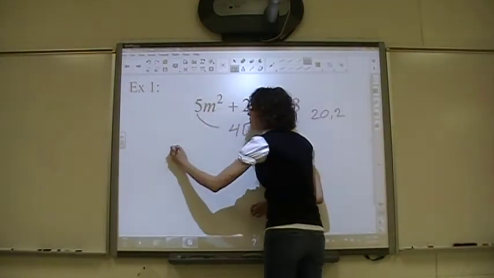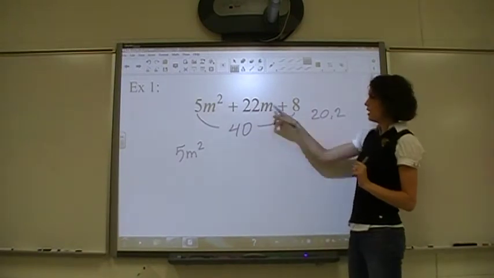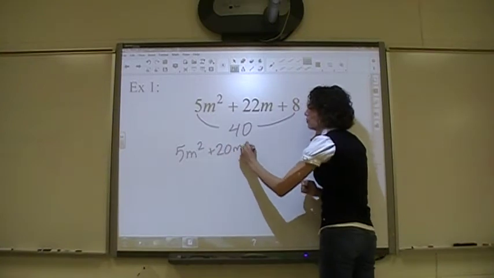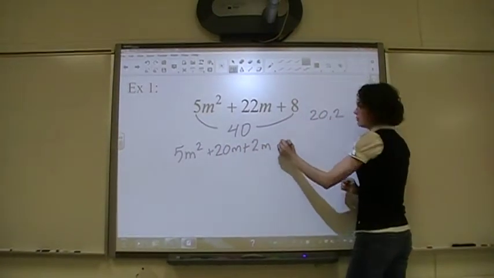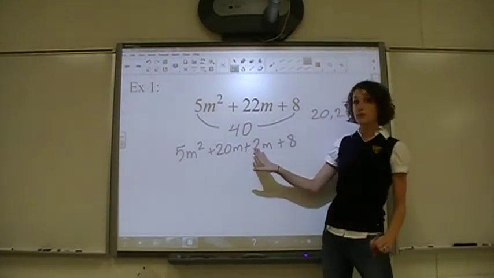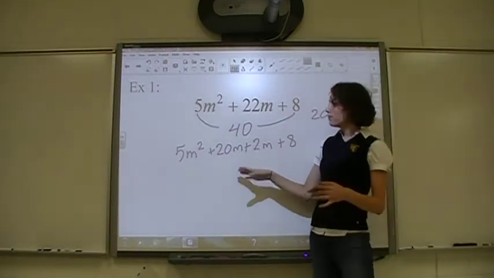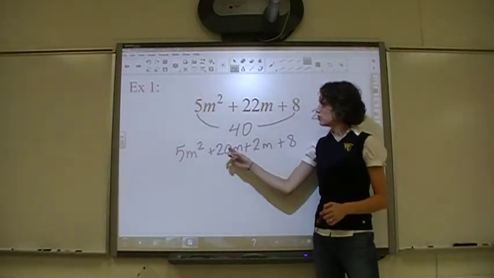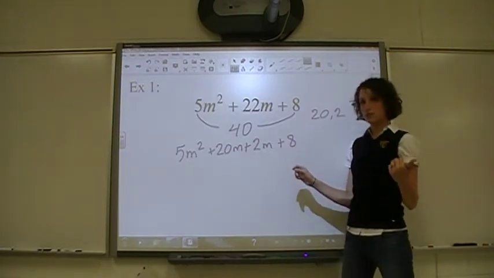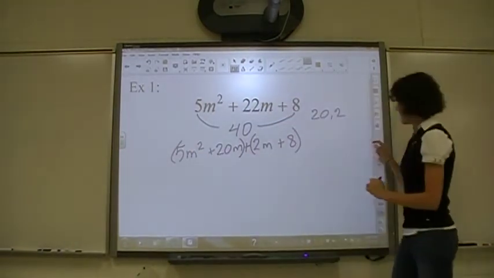So you rewrite 5m squared. Now you rewrite 22m as 20m plus 2m, and then bring down your plus 8. If you were to switch these and make it 2m plus 20m, that doesn't matter, you still get the same answer. We have 1, 2, 3, 4 terms, and if you remember from previous sections, you can factor by grouping, and you guys are really good at this. So we can group the front, group the back.